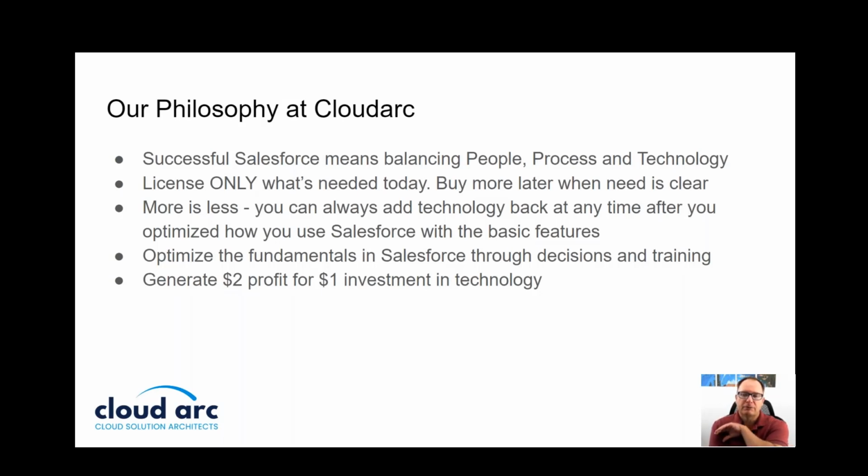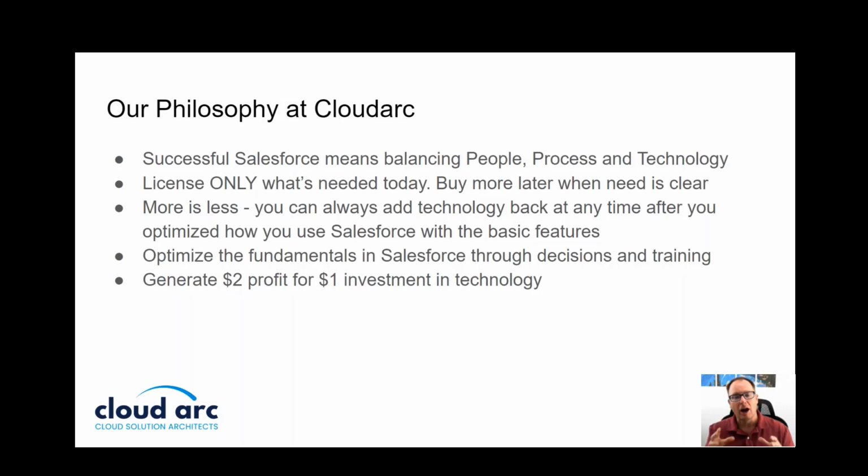Next point is optimize the fundamentals in Salesforce through decisions and training. And what we mean there is when you're looking at how you're going to solve a particular process, you make decisions on how we're going to use Salesforce. We've got this pick list, and when people record this activity and they use that subject and they select that this is a consulting meeting, for example, those decisions are then how the data gets populated and how the dashboards get populated.